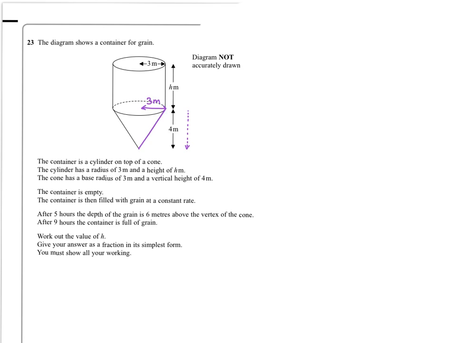The container is empty. The container is then filled with grain at a constant rate. I think this has to be the key to the entire question, constant rate. After 5 hours, the depth of the grain is 6 meters above the vertex of the cone. After 9 hours, the container is full of grain. Work out the value of h. Right, so let's really try and split this problem down because it's even worrying me a little bit. So I think the first thing to do would be to work out just how much volume had been taken up after 5 hours. So we know it's 6 meters above the vertex, and this is the vertex of the cone. So we know after 5 hours we've got 2 more meters here.